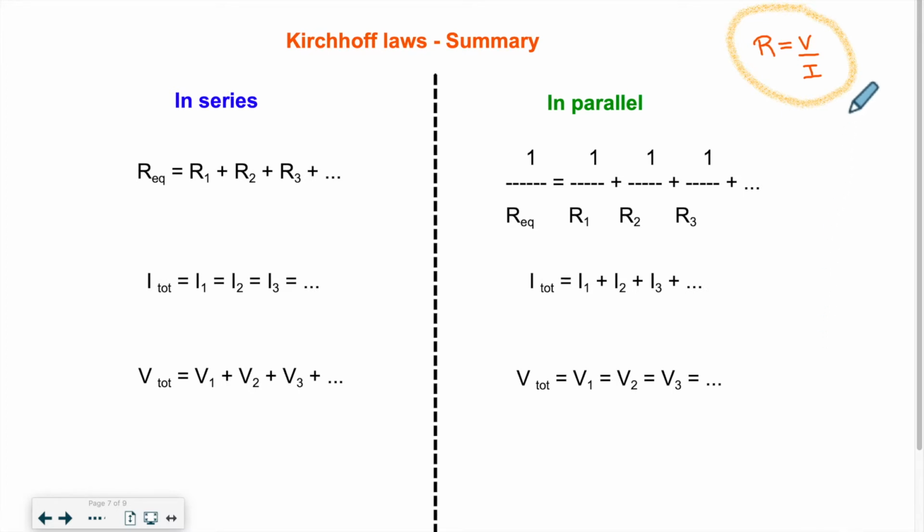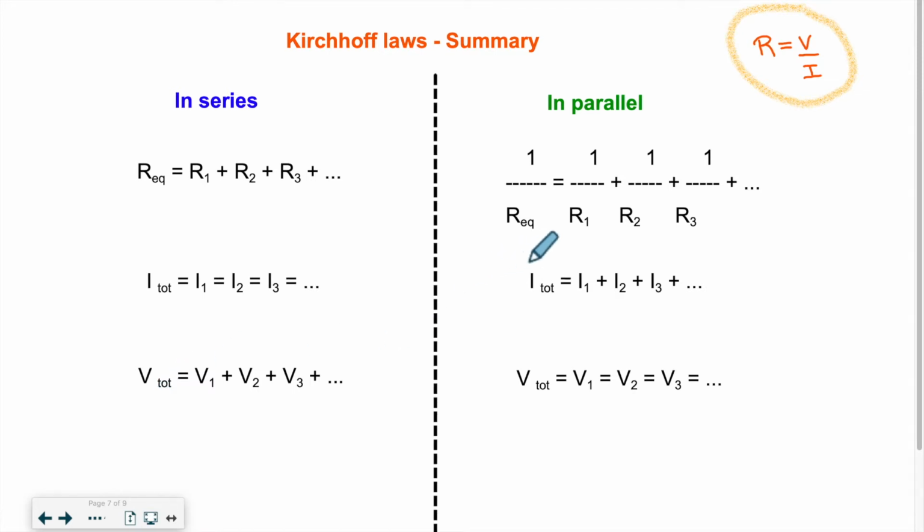First of all, this one will be handy. R is equal to V over I. So this one is going to be your probably go-to equation. It's very, very simple, but very, very useful, as you will see. In series, the resistors add up to give us our equivalent. The current is the same everywhere, and the potential differences add up to give us the total voltage coming out of the power source.